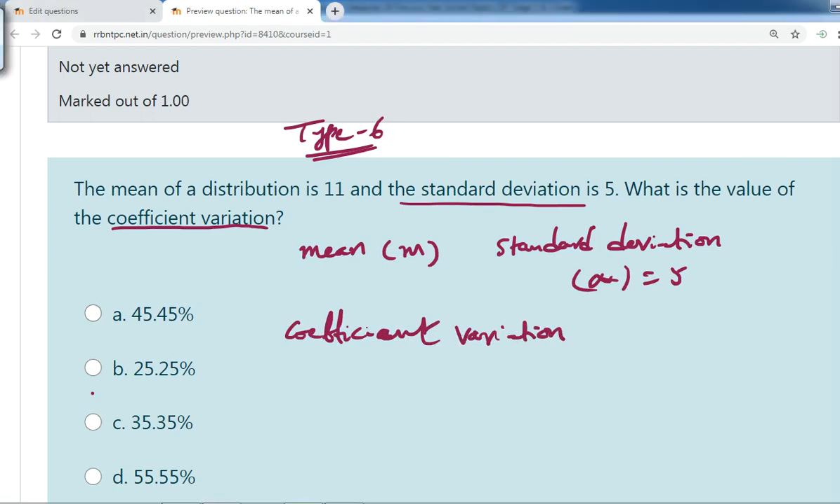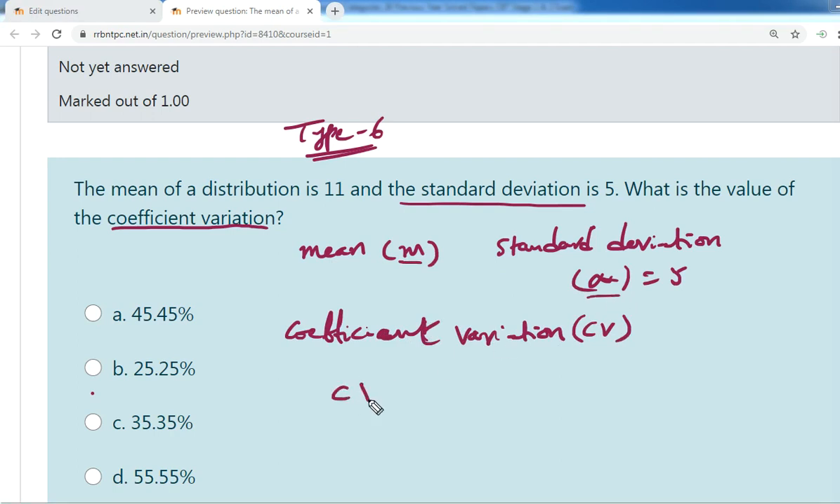It is called CV. Coefficient of variation is called CV. We need to find the CV value. For this purpose, we need to know the formula for finding the coefficient of variation whenever the mean m as well as the standard deviation sigma are given.